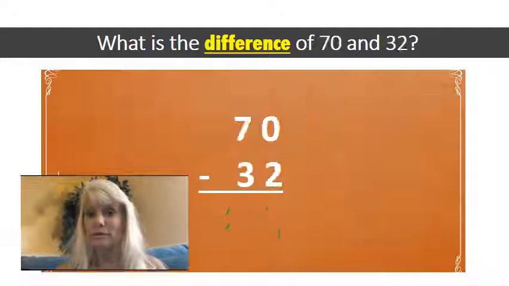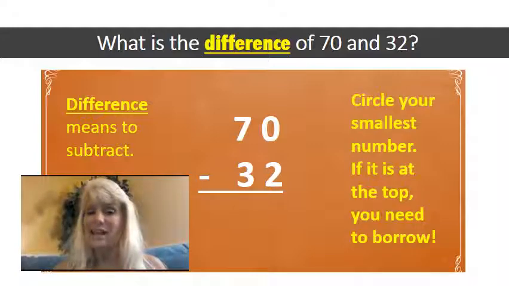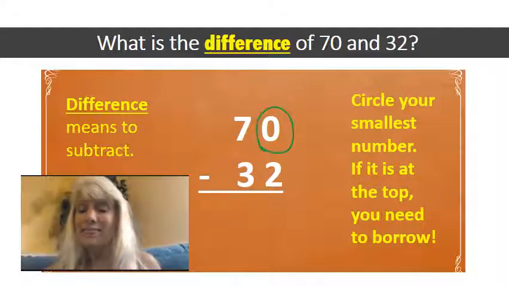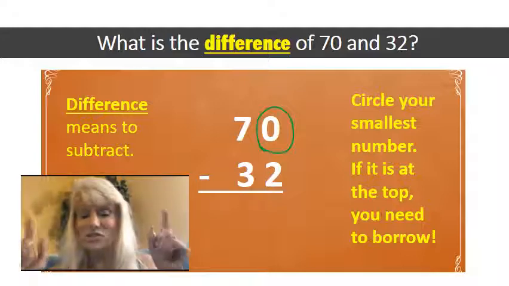Let's try another one. What is the difference of 70 and 32? In this case, I still have my reminder that difference means I need to subtract, and I'm still going to use the same strategy. I'm going to circle the smallest number. Oh my goodness, when you have a 0 at the top, that is a red flag telling you that you are definitely going to have to borrow.